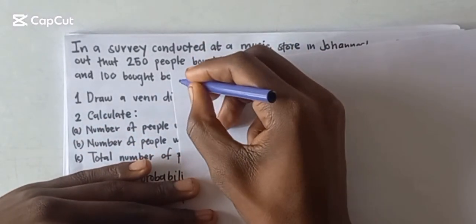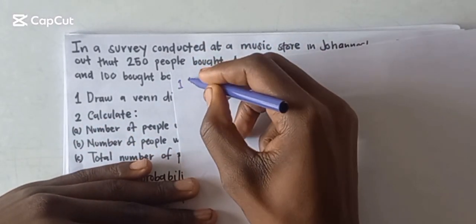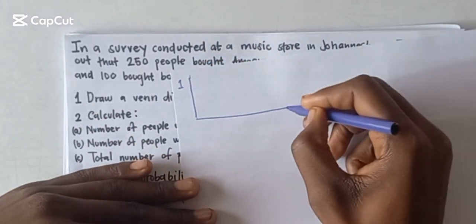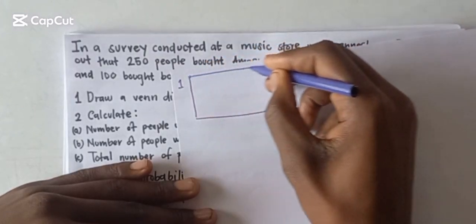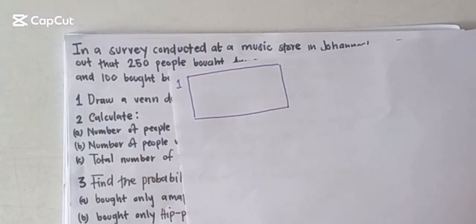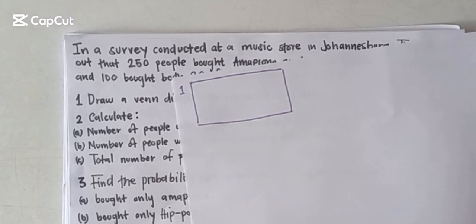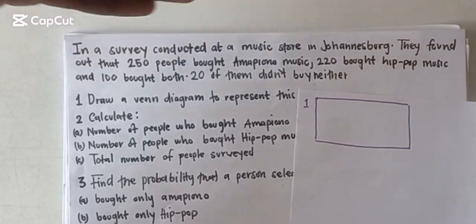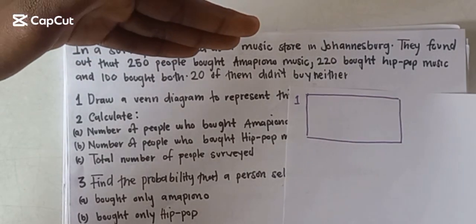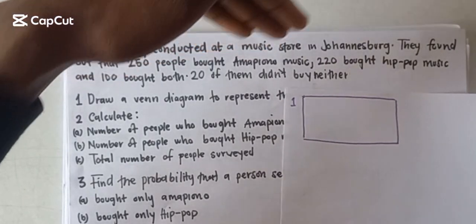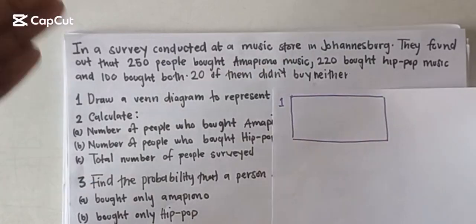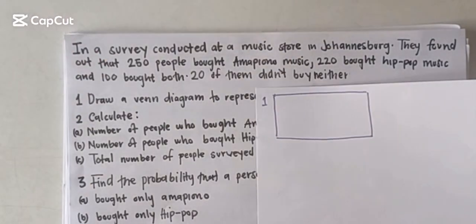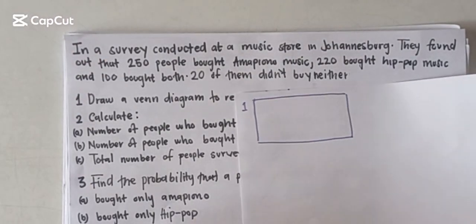For the Venn diagram, we're going to draw a rectangular box. Inside this rectangular box, we have to draw some circles. How many circles are we going to draw here? We're going to draw 2. Why? Because there are only 2 categories, which are amapiano music and hip-hop music. If there was another music genre, we would also include it.